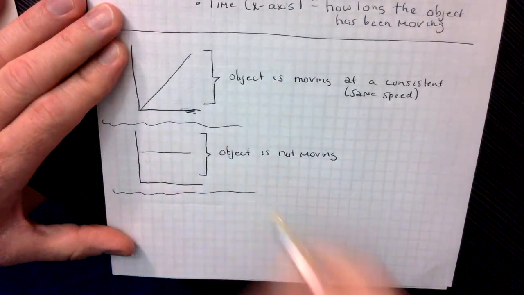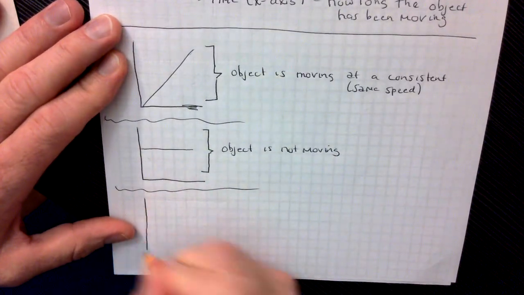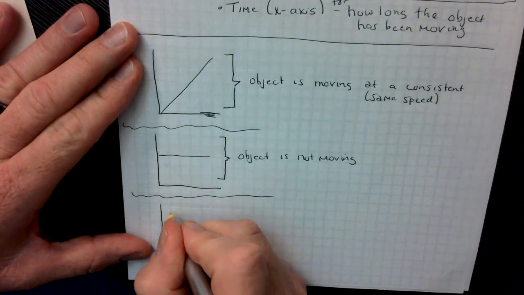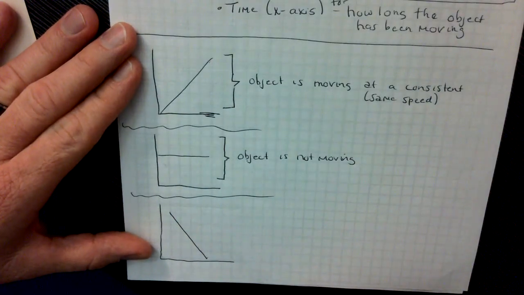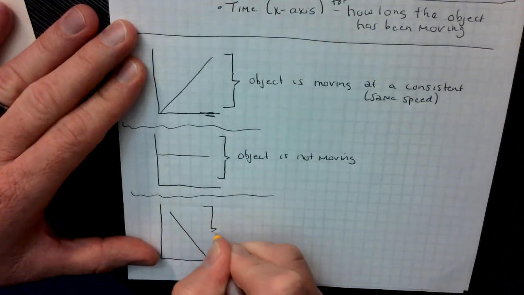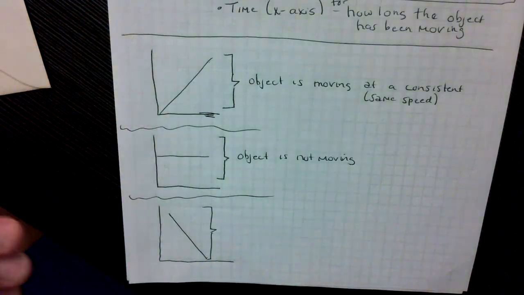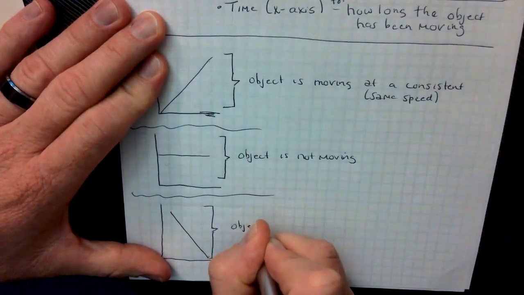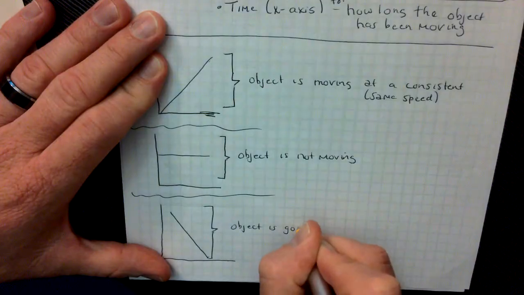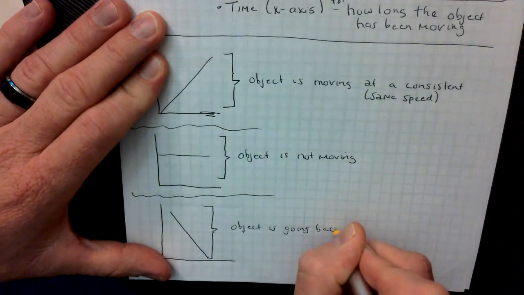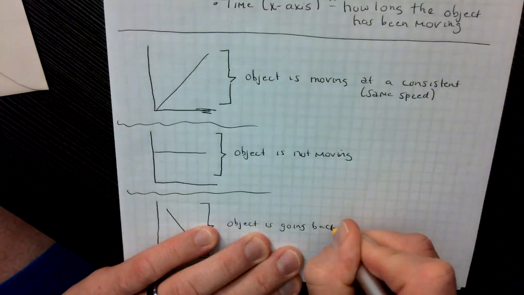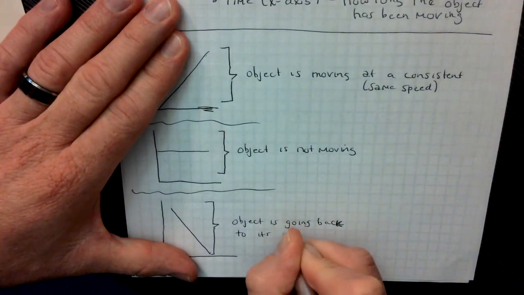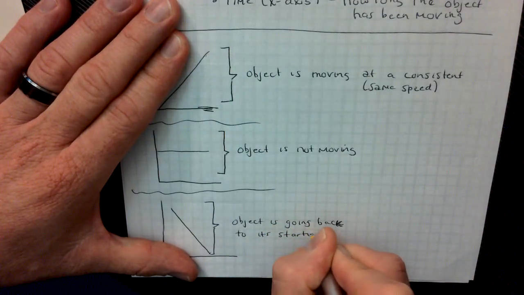If the object is going on the downward angle like this, it tells us that the object is going back towards the starting point, or going back home. So the object is going back, B-A-C-K. I'm sorry, my writing is horrible. It's going back to its starting point.